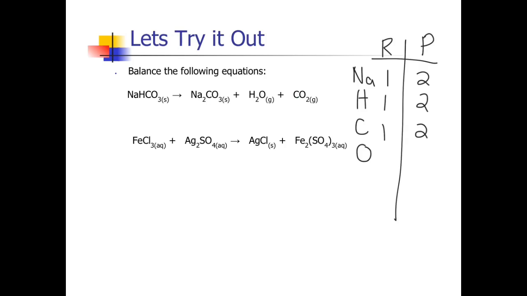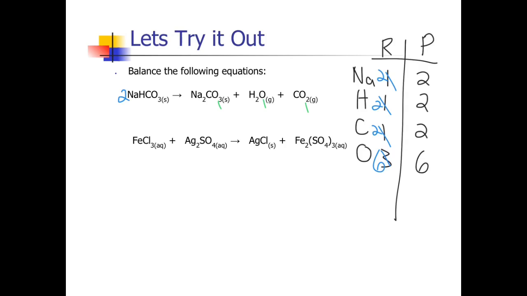When I see my oxygen, things get a little bit dicey in that I have 3 on the reactant side, but now I got to count a little bit. I go 3 plus 1 gives me 4, plus 2 gives me 6. Now when I look at this, I can see that all of them are multiples of 2, which means all I have to do is put a 2 in front of my sodium hydrogen carbonate, or my sodium bicarbonate, depending on what you want to call it, and everything balances out.